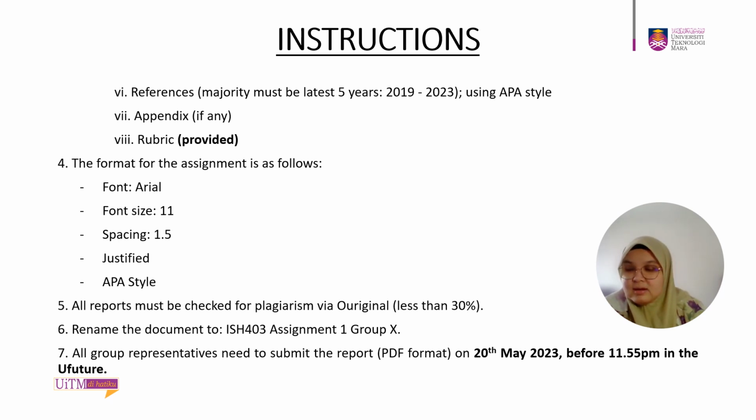But you won't know the result of the Turnitin. But somehow, if let's say your report produces more than 30% plagiarism, then I will contact the group representative for correction. Rename the document to ISH403 Assignment 1 Group X, and please convert to PDF.